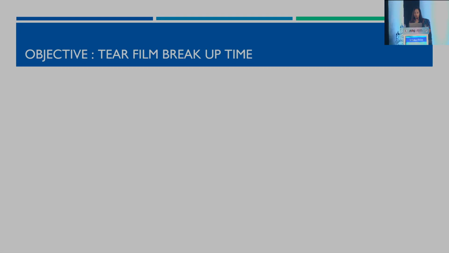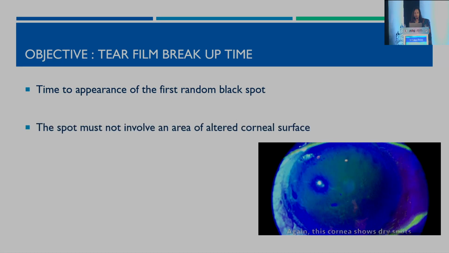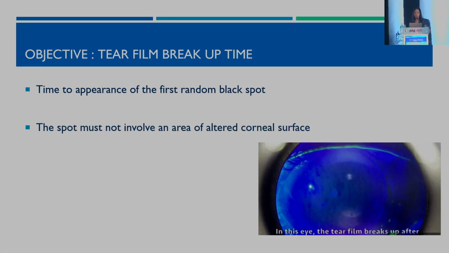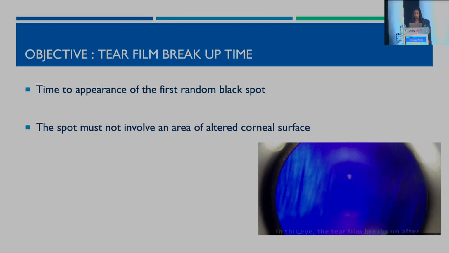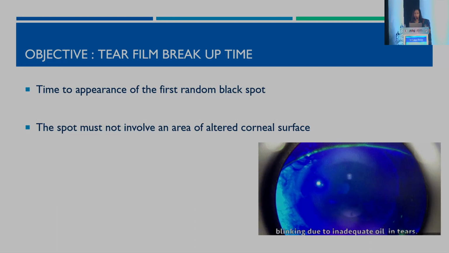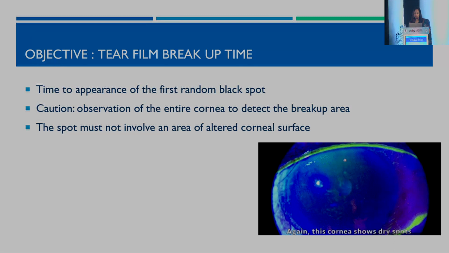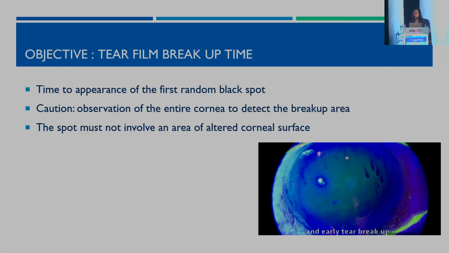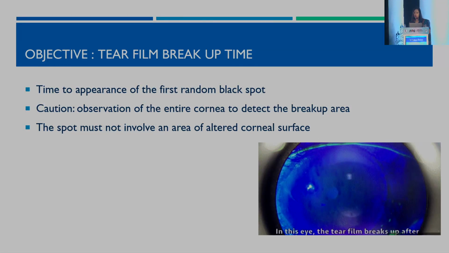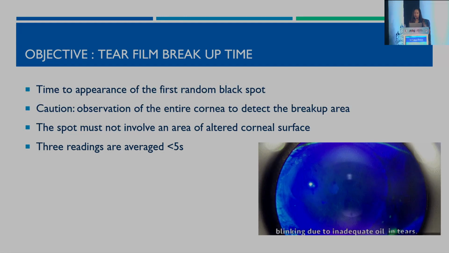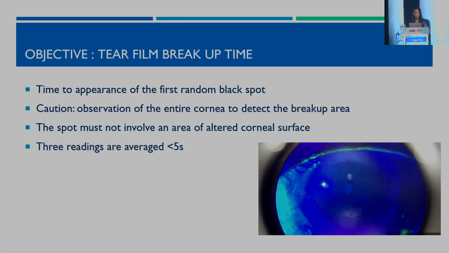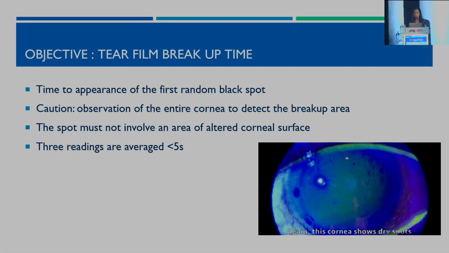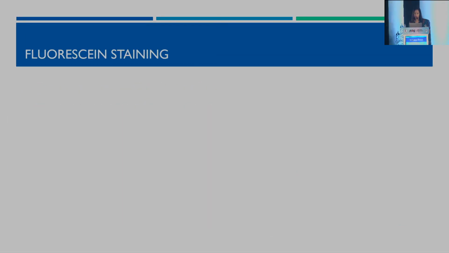When we talk about objective tests, the most important is tear film breakup time, which is very easily available to us during slit lamp examination. It is the time of appearance of the first random black spot on the surface of the cornea. The cornea must not involve an area of altered cornea, and we should look from limbus to limbus. We need to take at least 3 readings and average them, and if it is less than 5 seconds, then it is definitely abnormal. There can be a variety of patterns seen on TBUT.